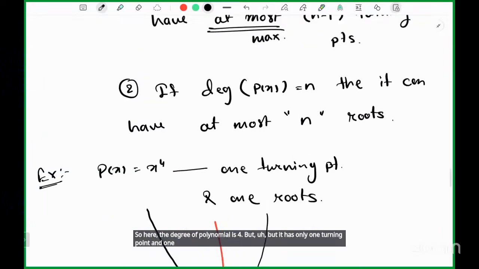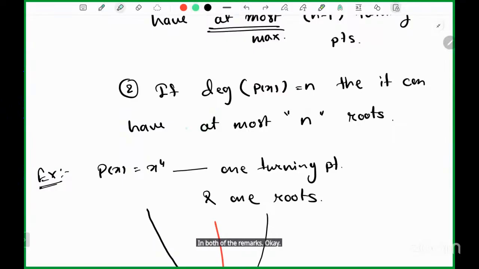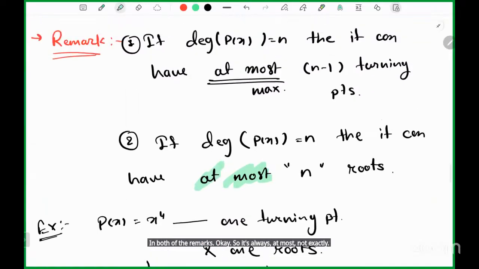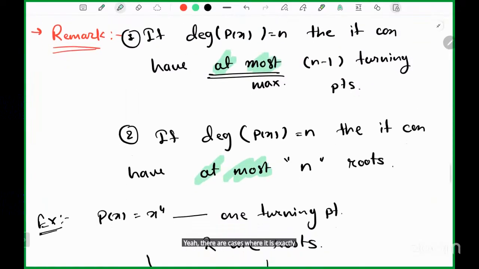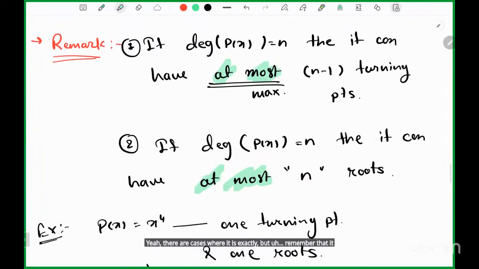That's why we are using this word at most in both of the remarks. Okay, so it's always at most, not exactly. Yeah, there are cases where it is exactly, but remember that it says at most n minus 1 turning points and at most n roots. Okay, is that clear? Any doubt over this fact?